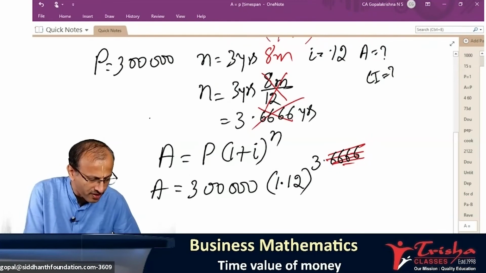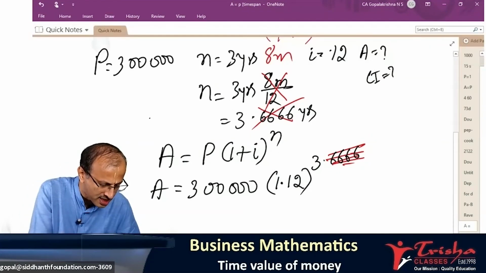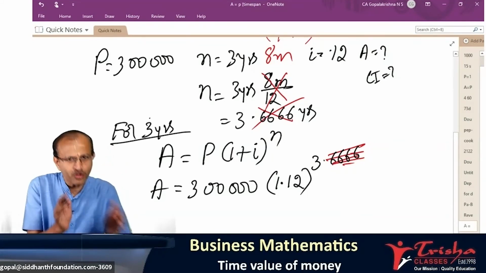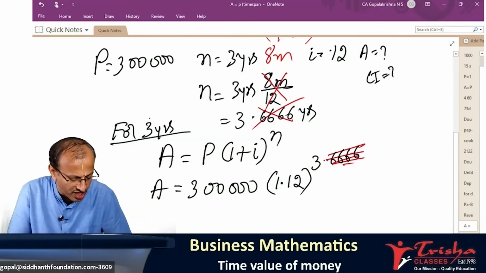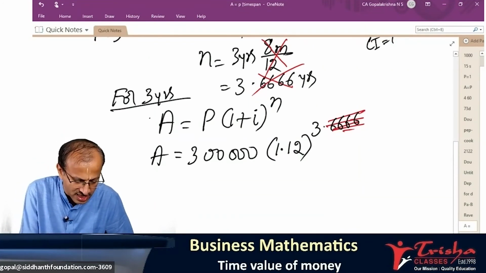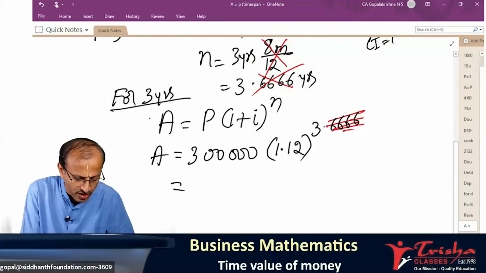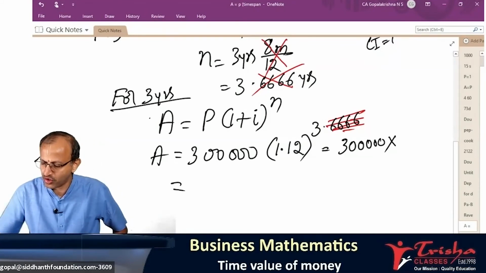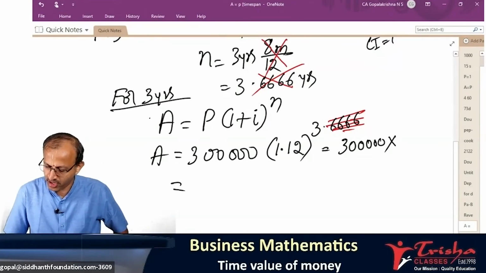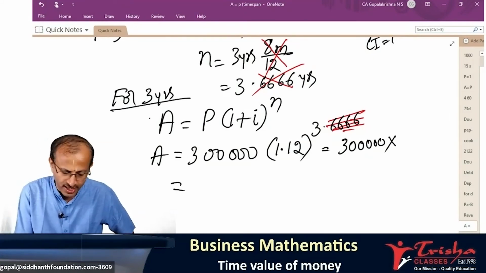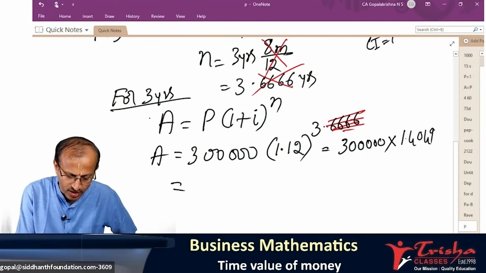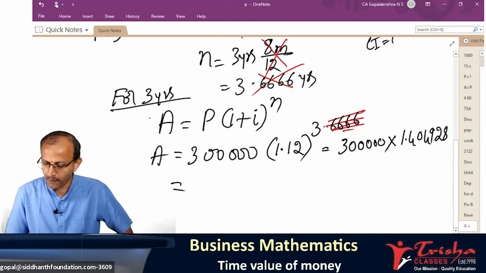So what I will do, I will do the first part as, let us work for 3 years. I know that 8 months should be taken, but I will take only 3 years. Can all of you tell me the last answer? 3 lakh into 1.12 to the power 3. Quick. 1.12 to the power 3 is 1.404928? Multiply by 3 lakh and tell me the last answer.